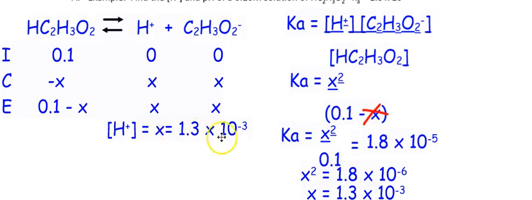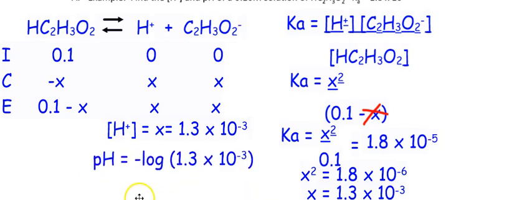So what is 1.3 times 10 to the negative 3 divided by 0.1? It is 0.013, times 100% is 1.3%. So I'm still less than 5%. The 5% rule works. So now I can just go ahead and do the pH. I'm going to plug in the X value for the hydrogen ion concentration. I get pH is 2.89.